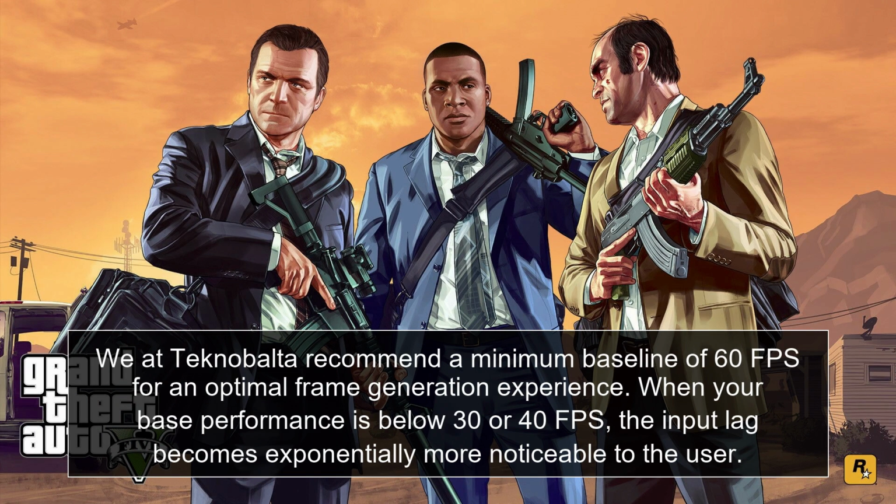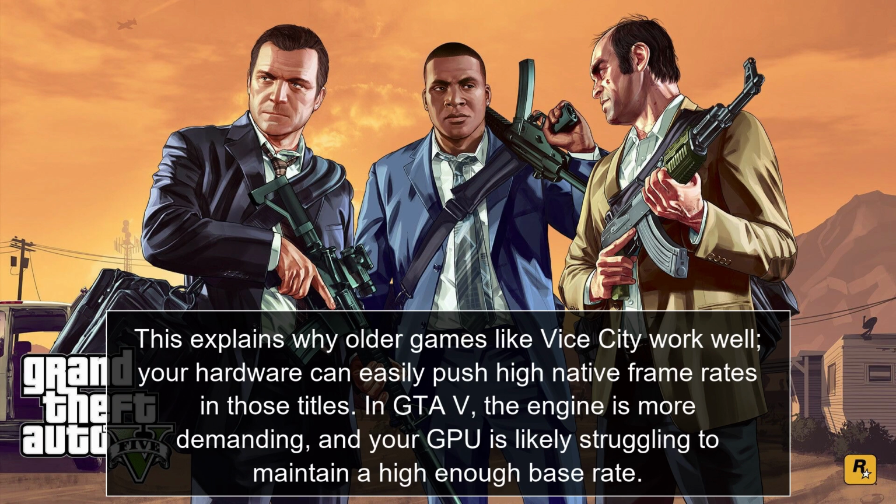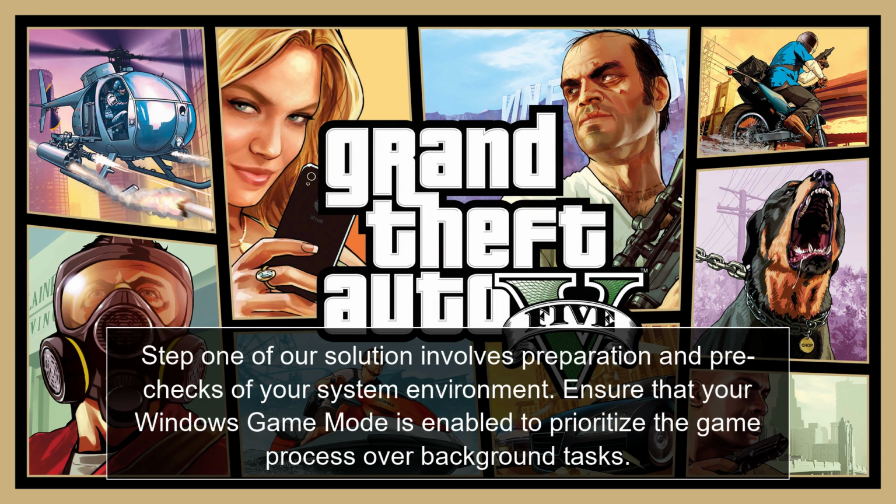When your base performance is below 30 or 40 FPS, the input lag becomes exponentially more noticeable to the user. This explains why older games like Vice City work well. Your hardware can easily push high native frame rates in those titles. In GTA 5, the engine is more demanding, and your GPU is likely struggling to maintain a high enough base rate. Step 1 of our solution involves preparation and pre-checks of your system environment.